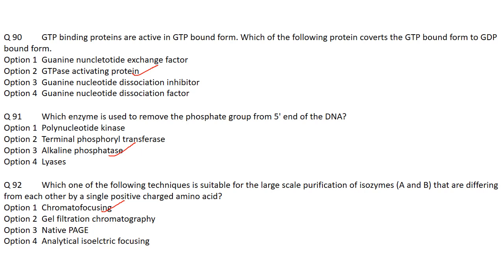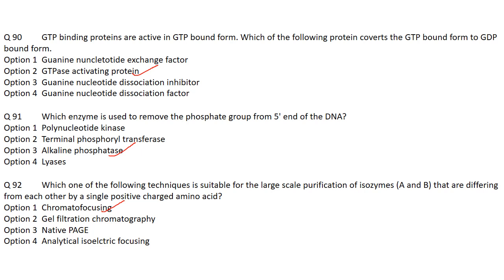GTP binding proteins are active in GTP bound form. Which of the following protein converts GTP bound form to GDP form? It is a GTPase activating protein. Answer is option 2. Which enzyme is used to remove the phosphate group from 5' end of the DNA? So it is alkaline phosphatase. Answer is option 3.